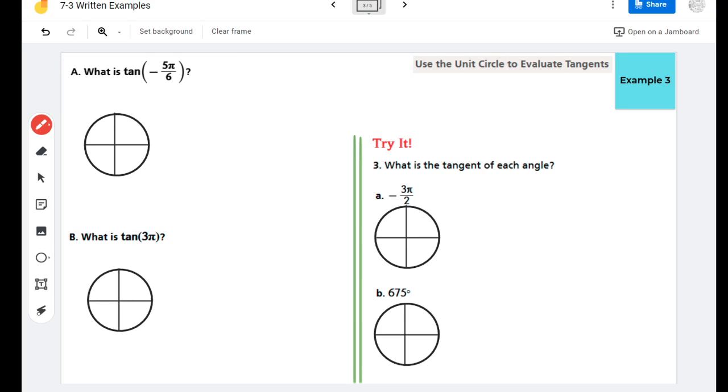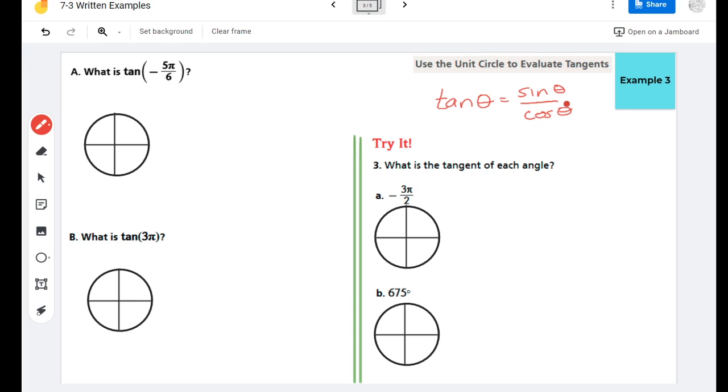In today's video, I'm covering example 3 from section 7-3 in the SavvasRealize Algebra 2 textbook. The goal of today's video is to use the unit circle to evaluate tangents. Now I'm working with a key definition here in that the tangent of an angle is equal to the sine divided by the cosine.